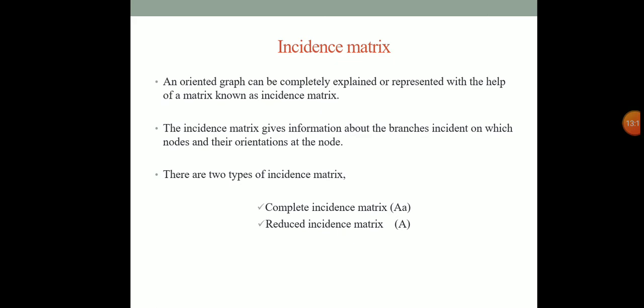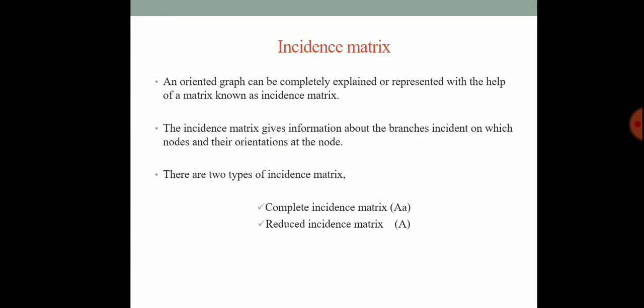Now, incident matrix. An oriented graph can be completely explained or represented with the help of a matrix known as the incident matrix. The incident matrix gives information about which branches are incident on which node, and their orientation at the node, that is, whether they are going toward or away from the node. There are two types of incident matrix. Number one, complete incident matrix. Number two, reduced incident matrix.